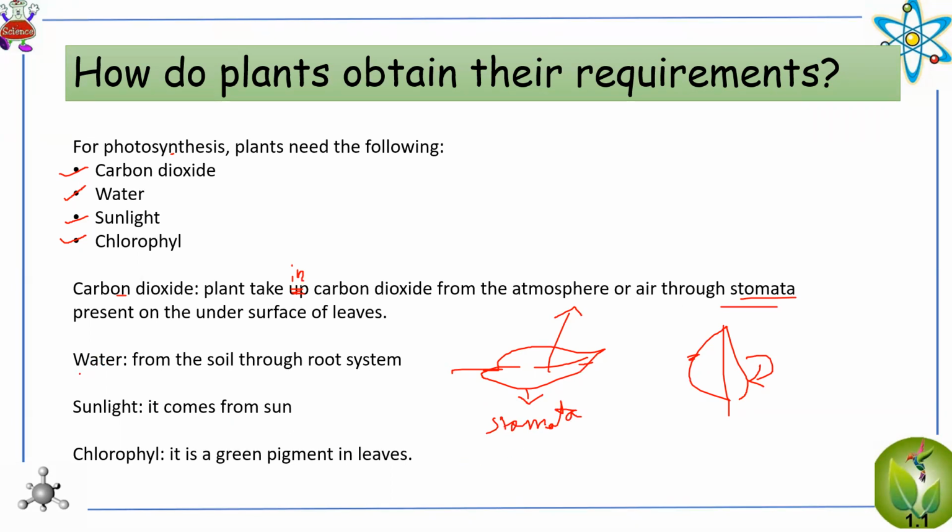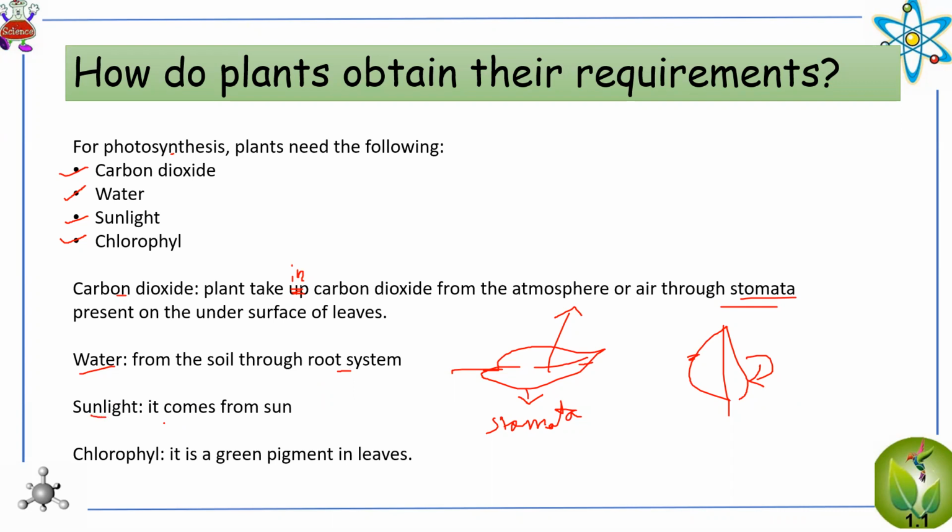And we will be studying about the stomata in detail. Water comes from the soil through the root system. The plant takes the underground water through the root system. The root absorbs the water from the soil, and then through xylem and phloem, it is taken to the plant leaves.